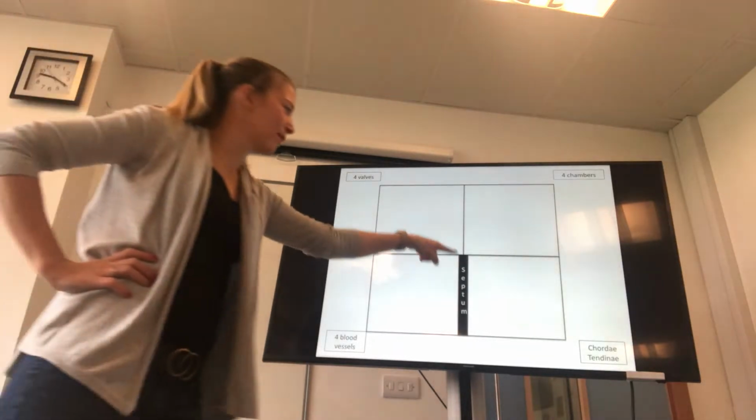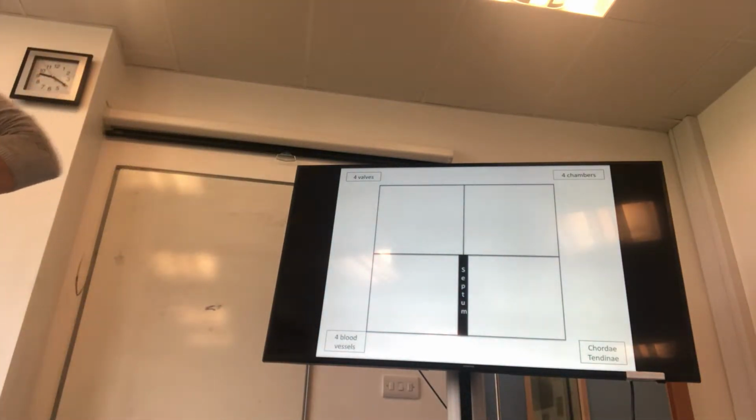I've been nice, I've labelled the dividing bit for you. Giving you one thing. Perfect. This one's the right atrium. The bottom one's called ventricles, so this will be the right ventricle. Yeah, and then exactly the same on the left side.